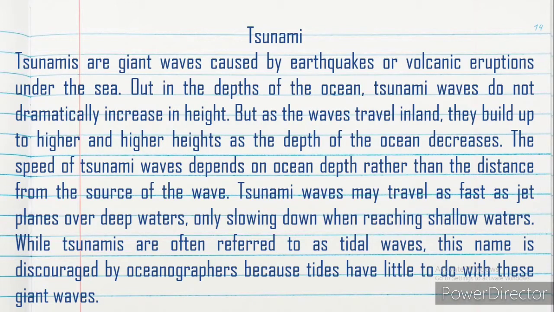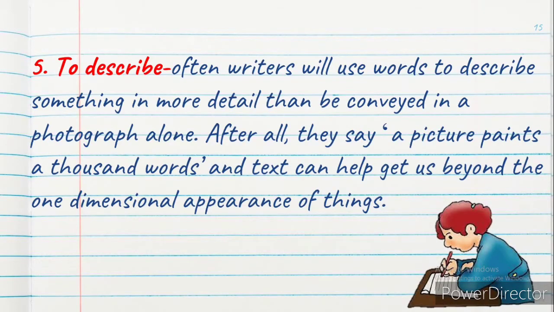This text explains how tsunamis occur. Other texts that are written to explain are instructions and procedures or even texts about natural phenomena. And we have to describe. Often writers will use words to describe something in more detail than can be conveyed in a photograph alone. After all, they say, a picture paints 1,000 words, and text can help get us beyond the one-dimensional appearance of things. Let us have an example.